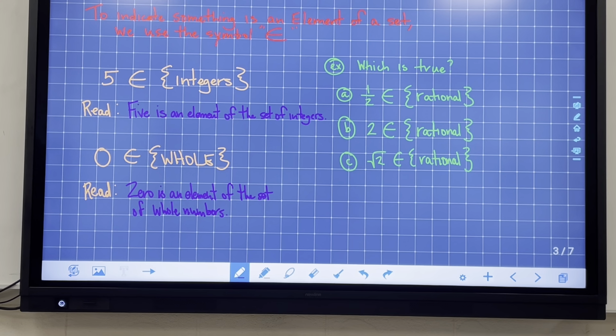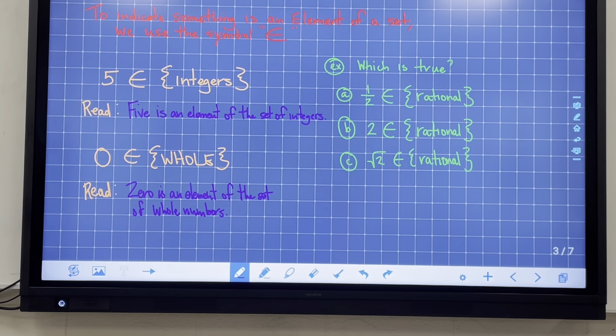All right, so A says 1/2 is an element of the set of rational numbers. This is true. 1/2 is a rational number, and so that is an element of that set. B, 2 is an element of rational numbers. Again, true. Remember, rational numbers are any number that I can make a fraction using integers. Okay, so 2 over 1, right? 4 over 2, definitely rational. All right, so 2 is an element of that set.